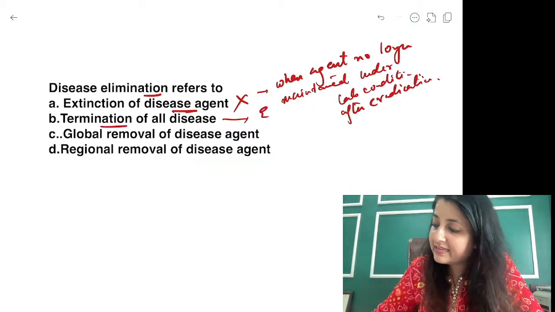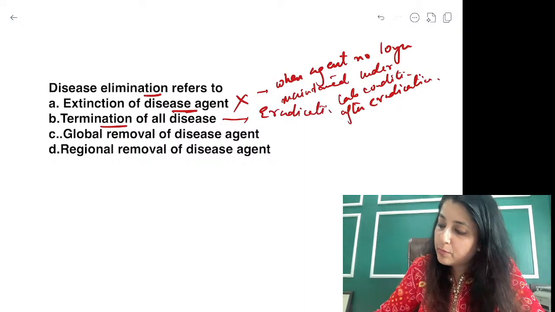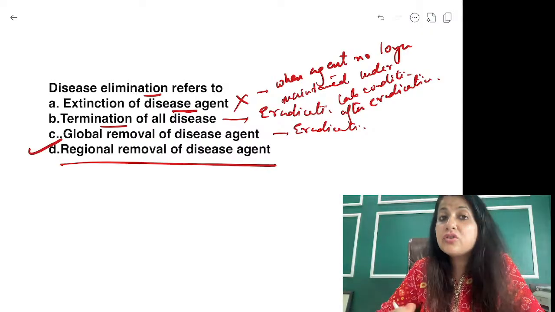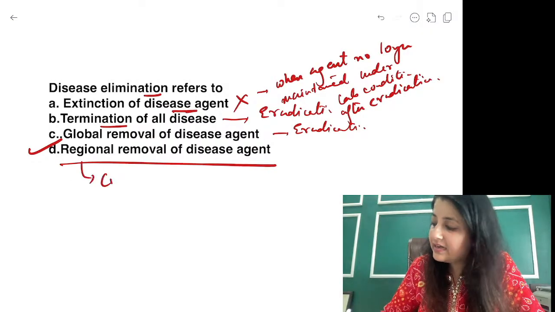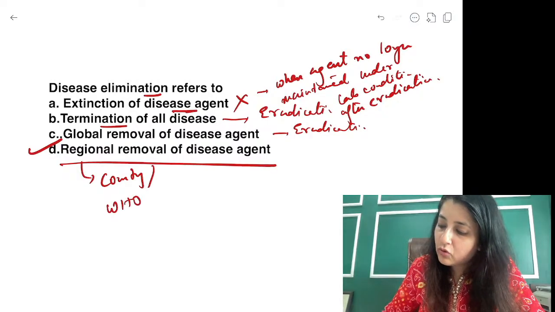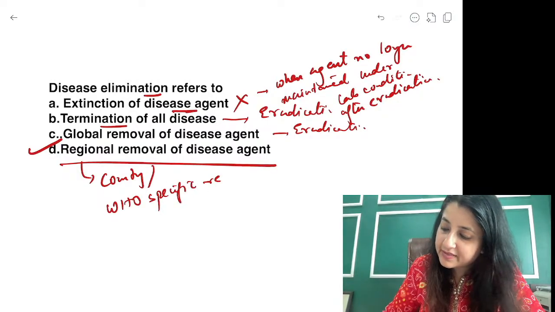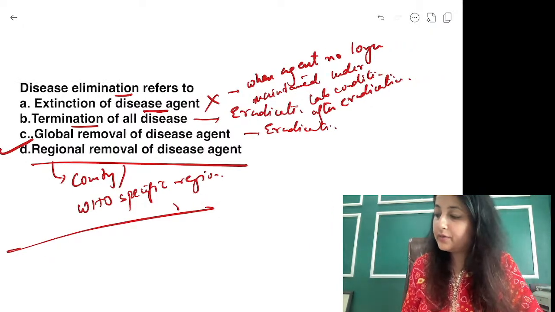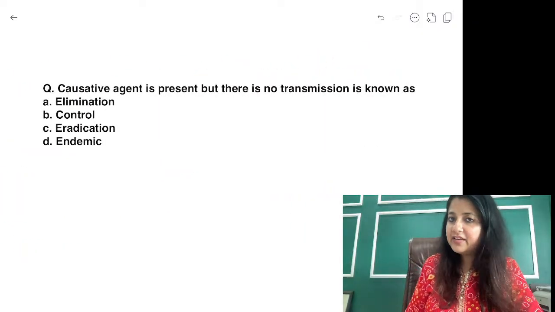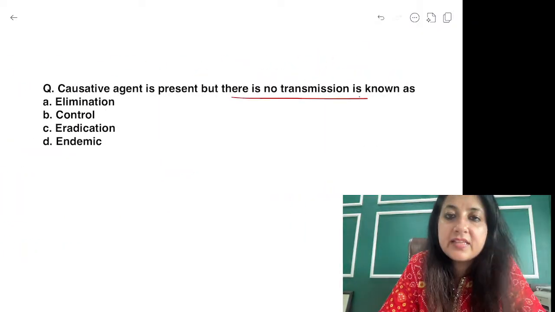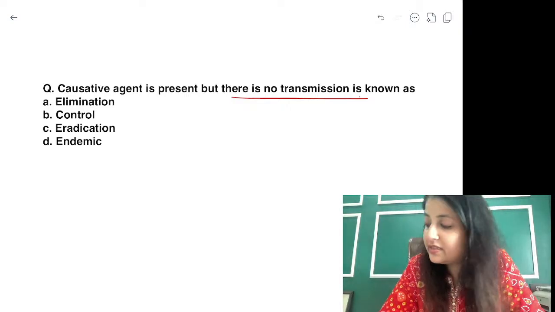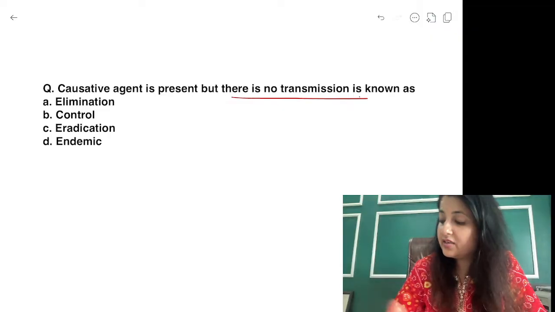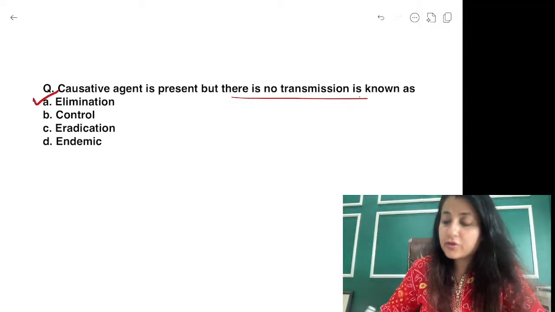Termination of all disease is eradication. Okay, global removal of the disease agent is eradication. Elimination is a regional removal of the agent. Regional means it could be a country, it could also be a WHO specific region. Regional always has an area element associated with it. The causative agent is there but there is no transmission. What is the answer to this? Causative agent present but no transmission. So what is it? It is elimination.